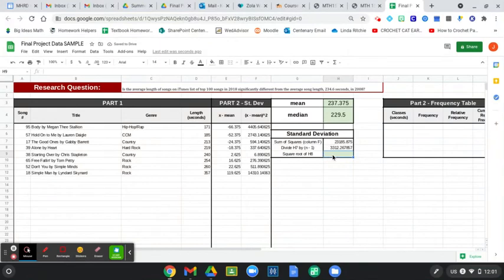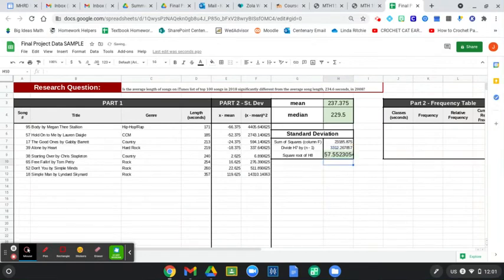Then lastly, I'm going to take what I just found, H8, and take the square root of it. So equals, and then square root is SQRT. Grab my cell. This is what it should look like, square root of H8. Enter. There, right there is my standard deviation.